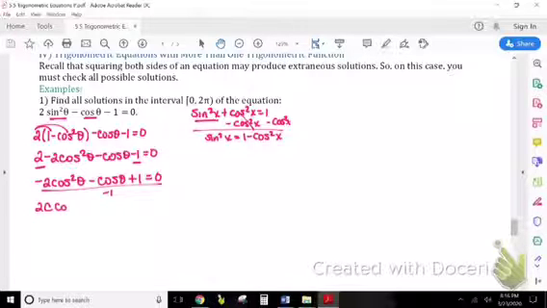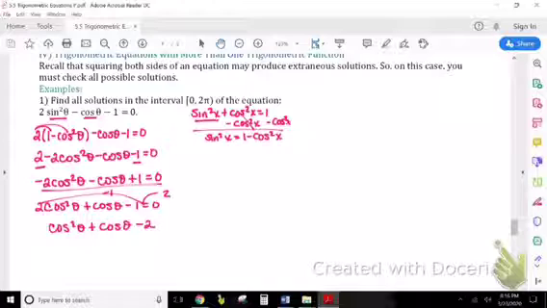So it gives me 2 cosine squared of theta plus cosine of theta minus 1 equals 0. And now we can just factor this like we did before. Now this time I'm not going to use substitution. I'm just going to do it leaving cosine as cosine here. So when I multiply, I have cosine squared of theta plus cosine of theta minus 2. Simple trinomial. I know to get that cosine squared, it has to be cosine times cosine.